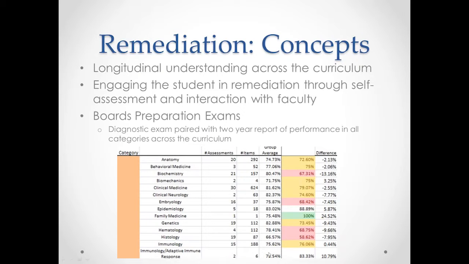The number of items, our group average across the whole cohort, that's what you're seeing here. These color-coded areas are related to the specific student. And then this is the difference in the individual student's performance level versus the cohort or the class. So pairing this report from ExamSoft with the diagnostic report that I described really engages the student in the self-remediation process.